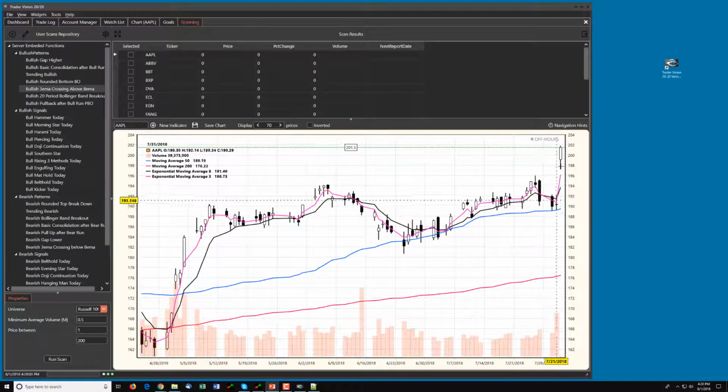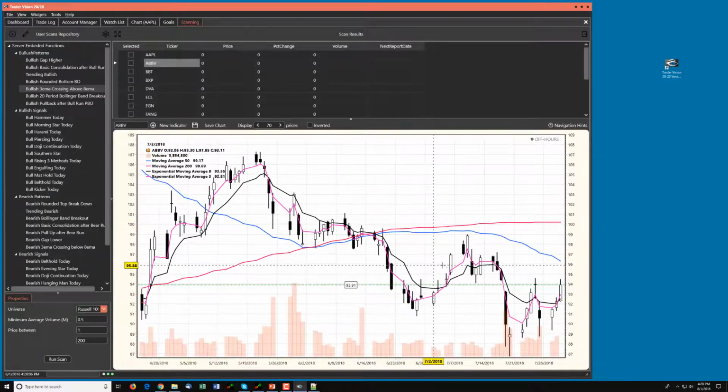And you can see the 3 EMA jumped through the 8 EMA today. Should be the case on all of these. So if you're somebody who trades that signal, there you go. There's all the Russell 1000 stocks that meet that scan.